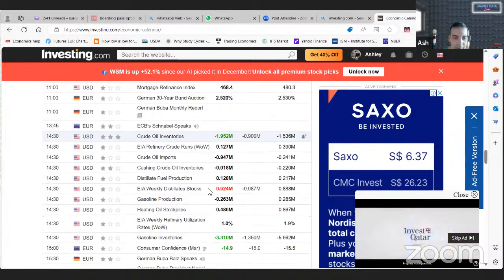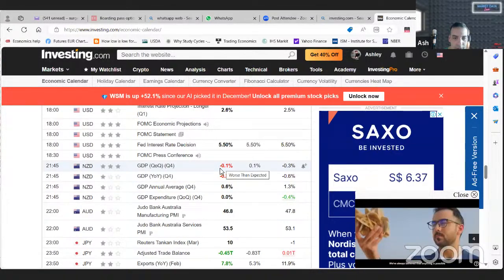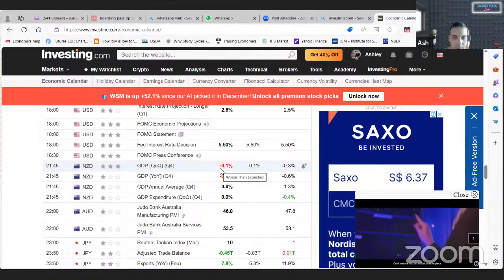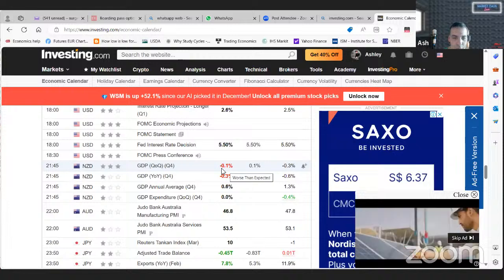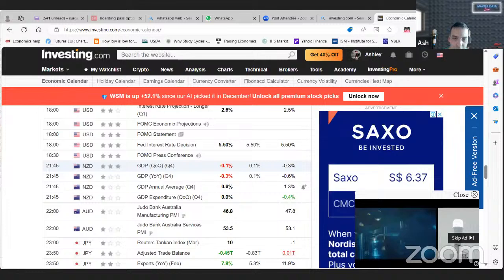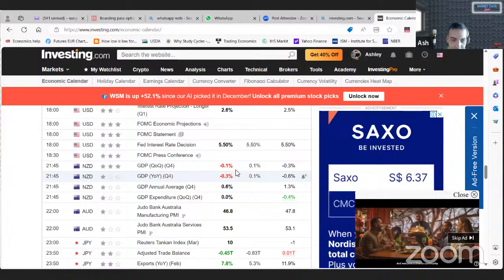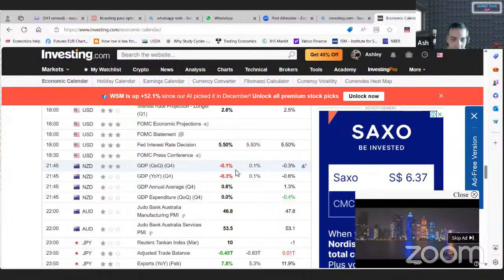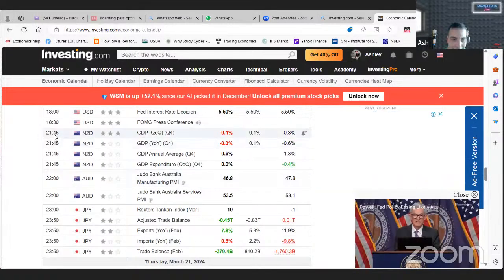And then Wednesday came. Okay, big problem. Big problem. So New Zealand announced they were in recession. That's what it was. Previous print, negative 0.3%. Most recent print, negative 0.1%. So New Zealand are in recession. Now that is not good. Now that was late on Wednesday.